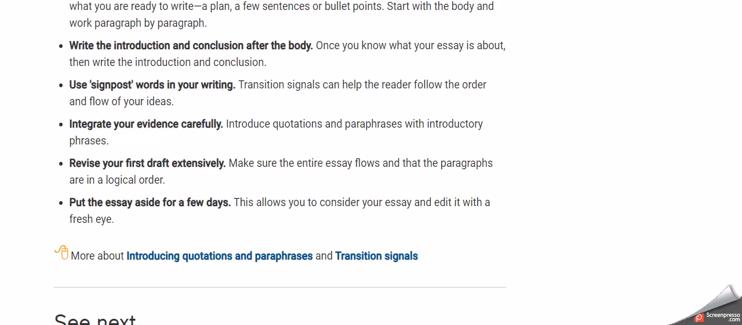Put the essay aside for a few days. This allows you to consider your essay and edit it with a fresh eye, okay? Because as you write your first drafts, there may be a lot of mistakes, and you may notice them after making 2 or 3 readings, and that is normal, okay? You shouldn't be afraid of making mistakes. It's not the end of the world, but as you revise, you will edit, you will make changes, you will make rectifications, okay? So make sure you read and you reread. This is very crucial for your work.